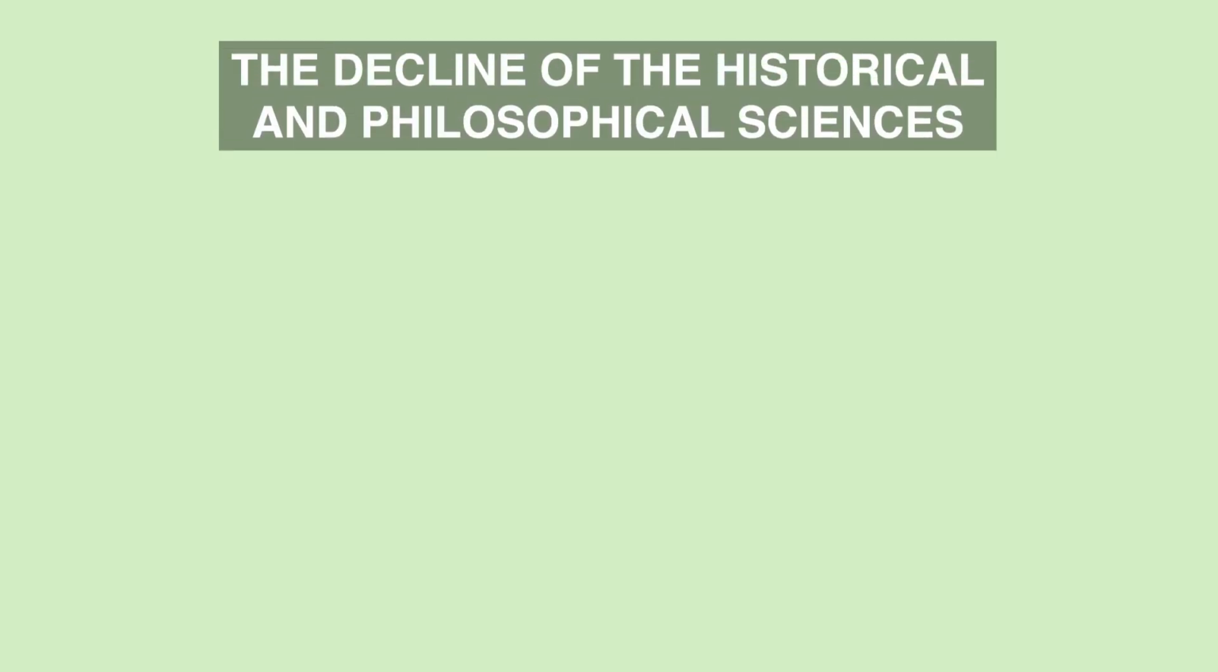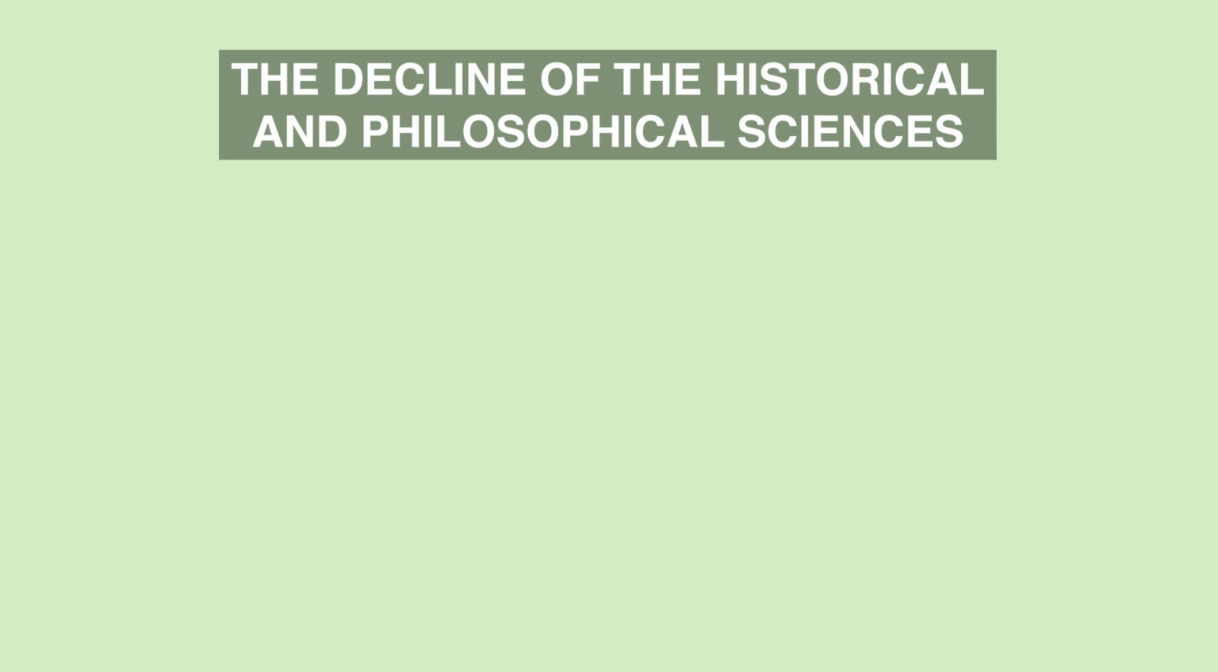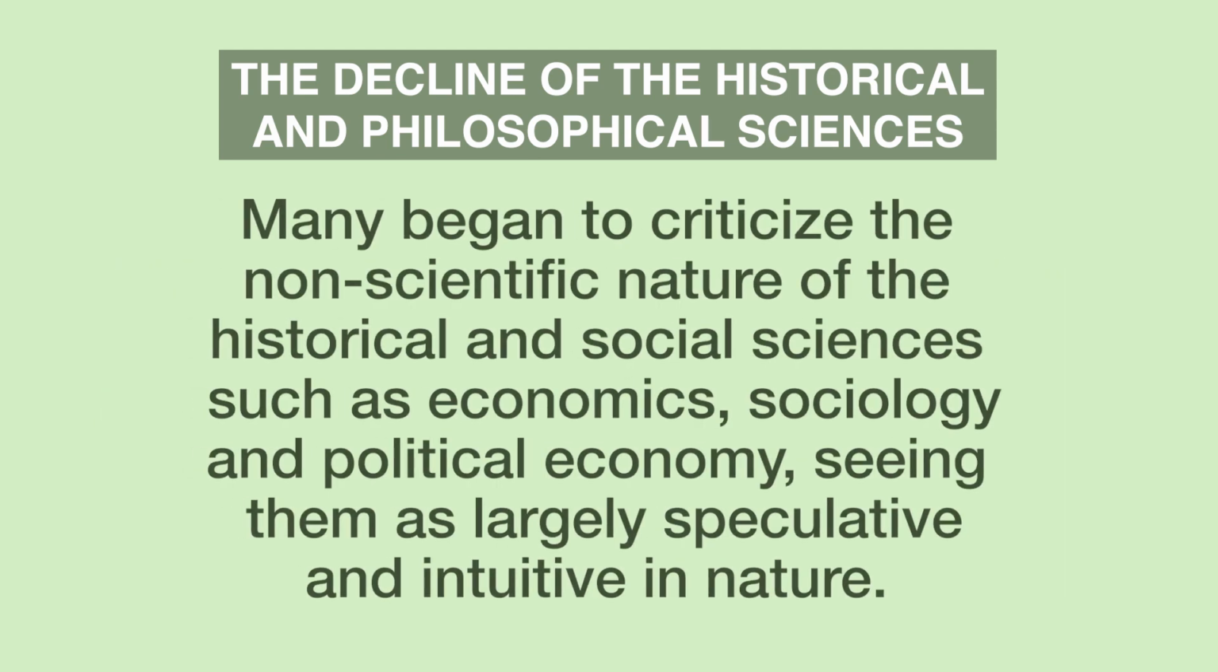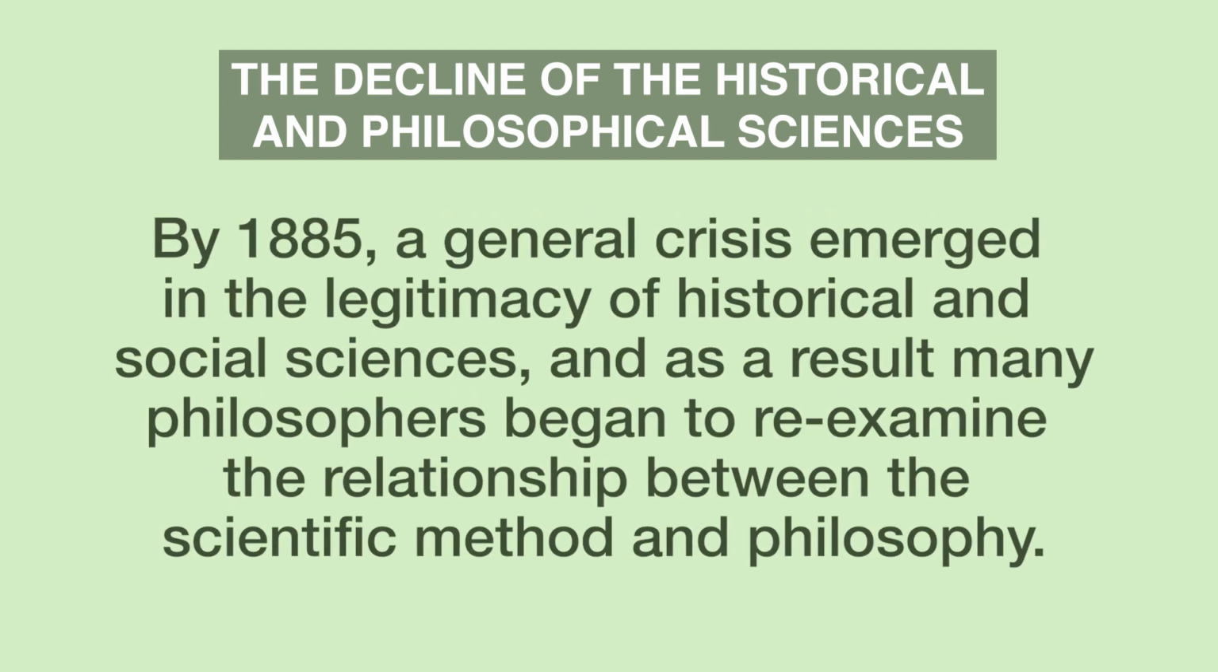This drew attention to the distinction between the methodology of the natural sciences and the methodology of the social sciences. Many began to criticize the non-scientific nature of the historical and social sciences, such as economics, sociology, and political economy, seeing them as largely speculative and intuitive in nature. By 1885, a general crisis emerged in the legitimacy of historical and social sciences, and as a result, many philosophers began to re-examine the relationship between the scientific method and philosophy.